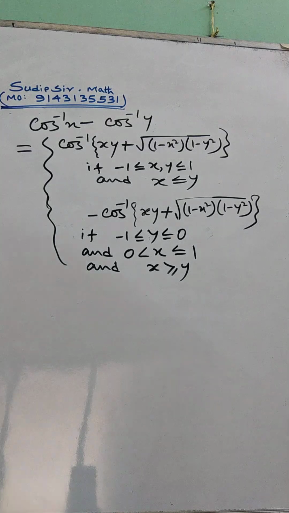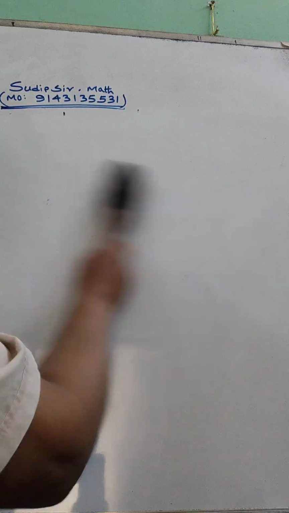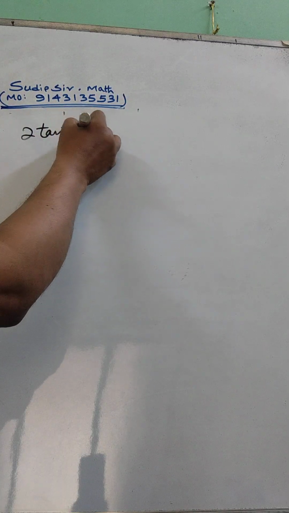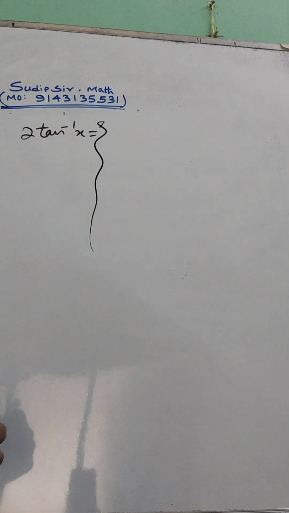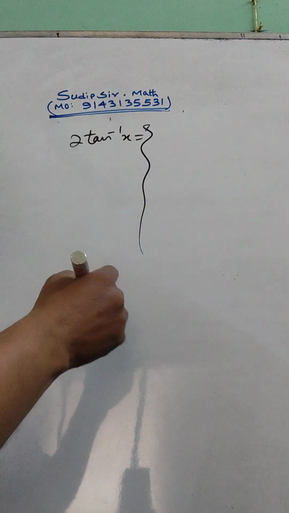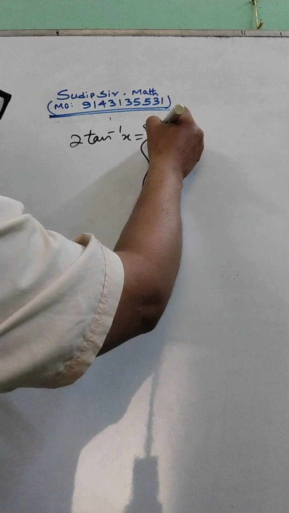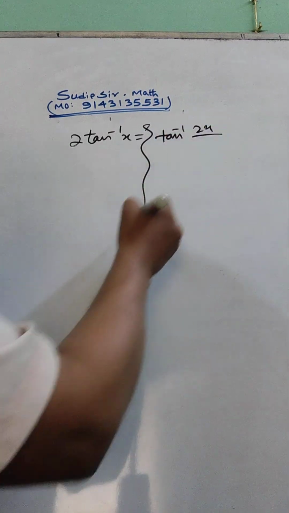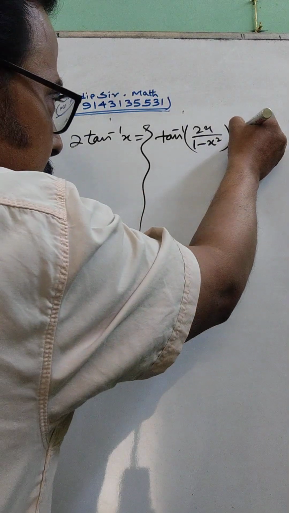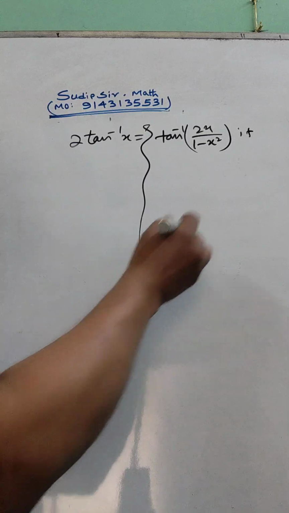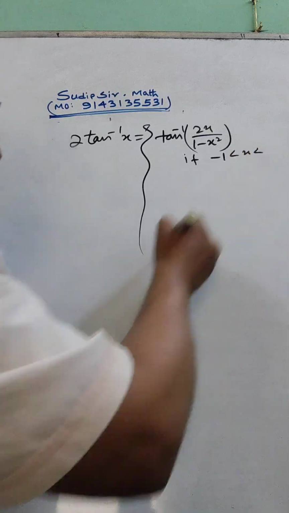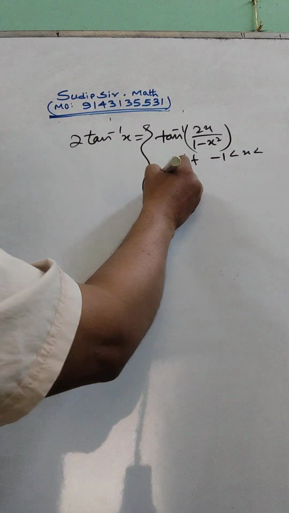Another thing, 2 tan inverse x. For 2 tan inverse x, it will be tan inverse 2x by 1 minus x square, if x lies between minus 1 and 1.